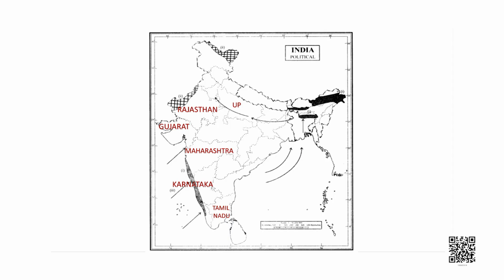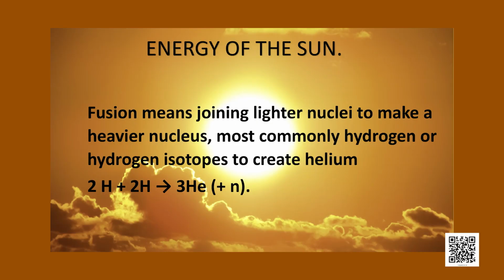In India, the nuclear power reactors are located at Tarapur in Maharashtra, Rana Pratap Sagar in Rajasthan, Kalpakkam in Tamil Nadu, Narora in UP, Kakrapar in Gujarat, and Kaiga in Karnataka. Currently, all commercial nuclear reactors are based on nuclear fission.